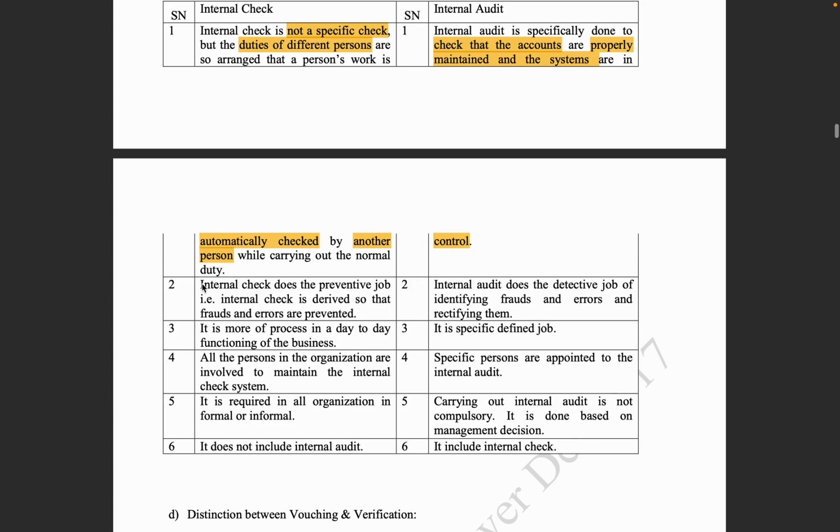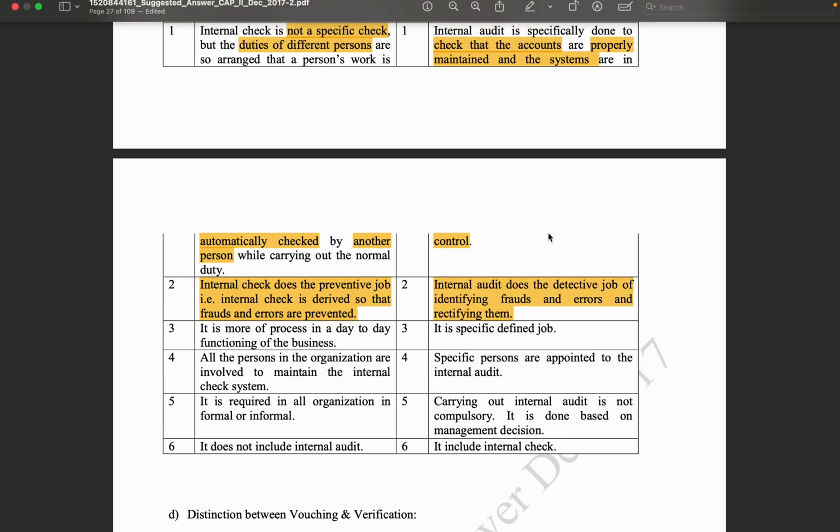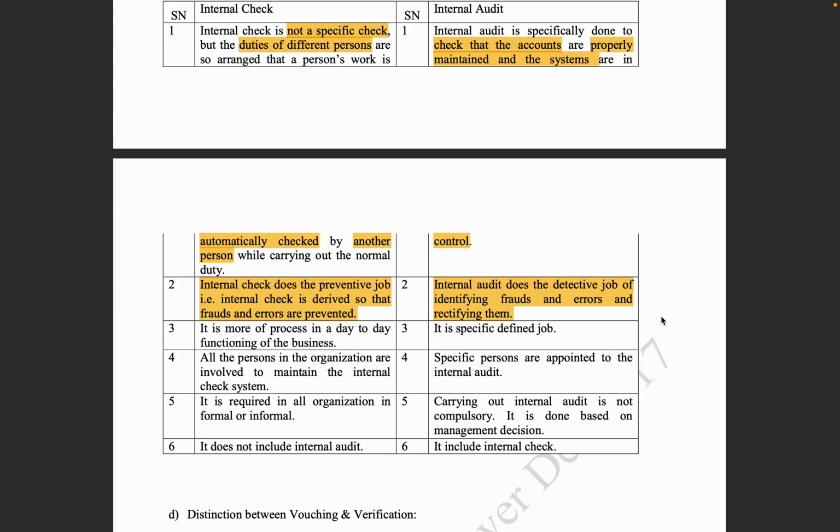Internal check does the preventive job. That is, internal check is done so that fraud and error are prevented, while internal audit does the detective job of identifying the fraud and error and rectifying them.